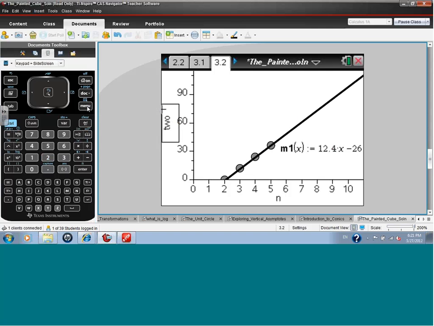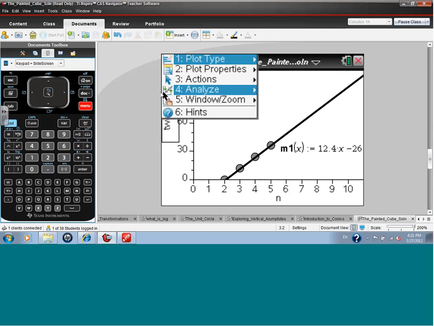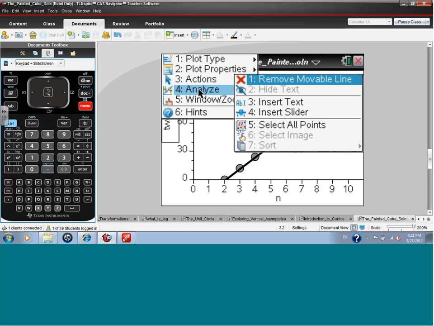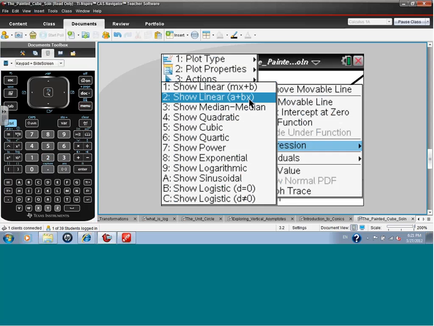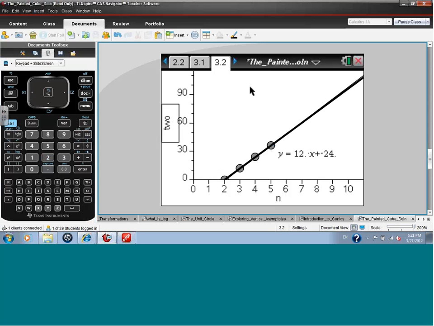If I wanted something that hopefully is a little more exact, I could add a regression equation. And I'll choose the mx plus b form for the regression equation. And then that does a least squares fit. So 12x minus 24 is the equation that might help me to predict how many unit cubes have 2 faces with paint. So to answer the original question, if it was a 10 by 10 by 10, hopefully we could put 10 in for x and get the answer.